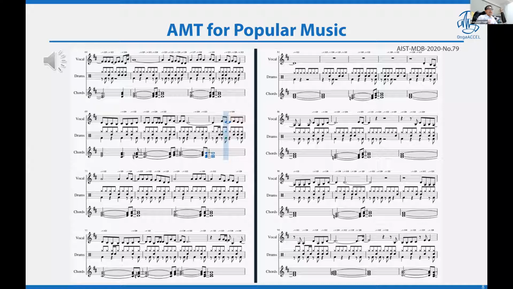This is the transcription result. Now we focus on only vocal, drum, and chord. But now we are working on extending the kinds of musical instruments that can be dealt with.